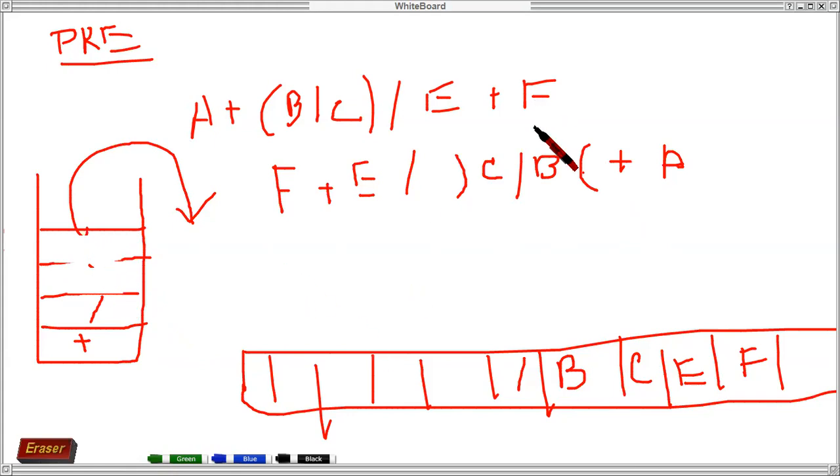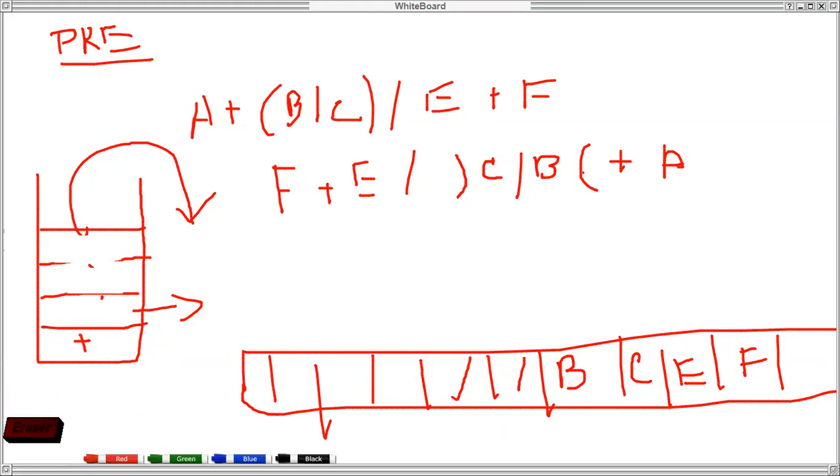Okay. Then you have the plus operator. Now, as per the rule, the plus will go inside the stack. But you have the higher order operator, that is the division sign. So first the division sign will come out and only then the plus will enter. So another division sign comes out.